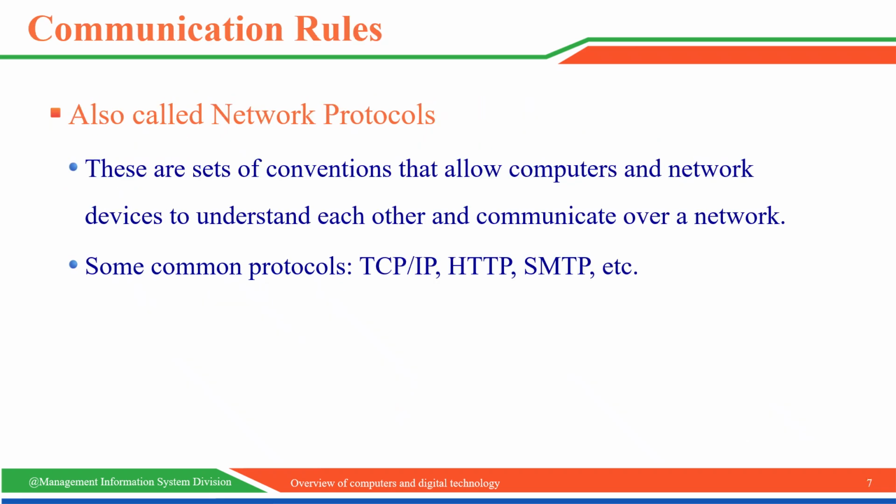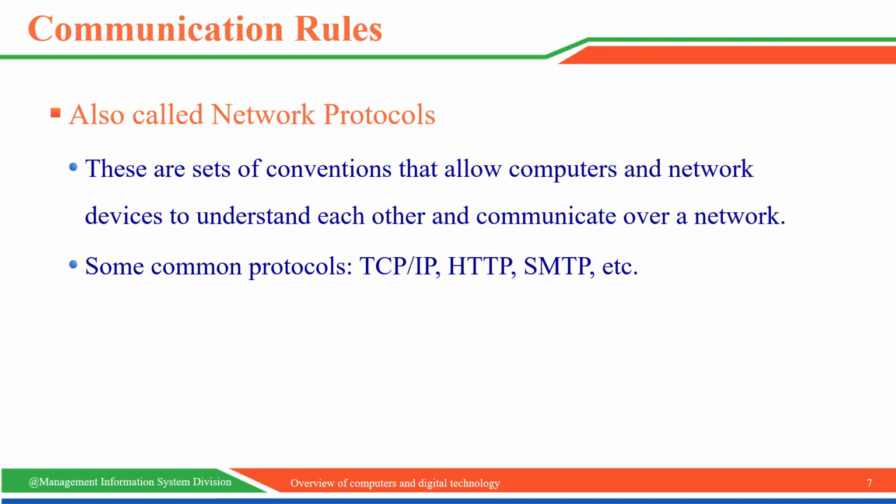Let's explore the final component of a computer network, communication rules. Communication rules, or network protocols, are standards and conventions that enable computers and network devices to understand each other and exchange data accurately. You can imagine, if everyone spoke a different language, communication would be impossible. Network protocols act as a common language so devices can understand and talk to each other.